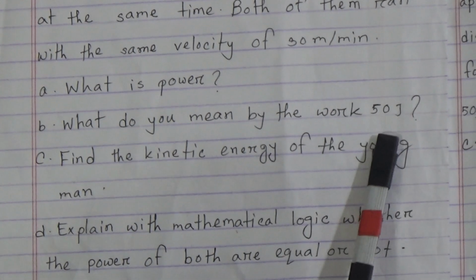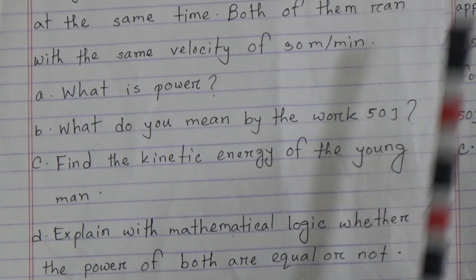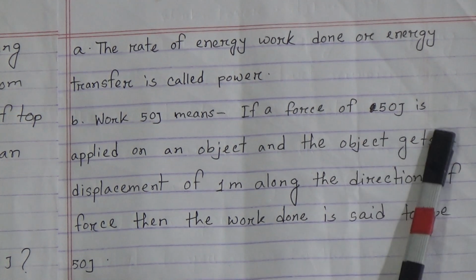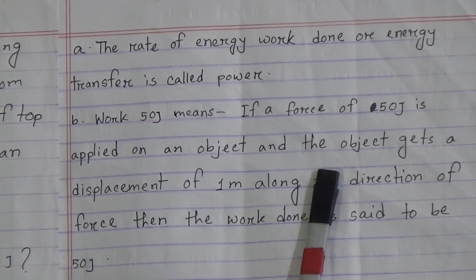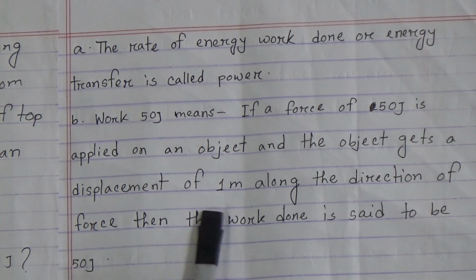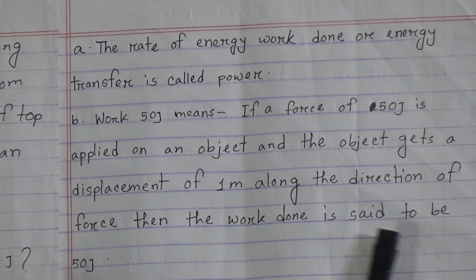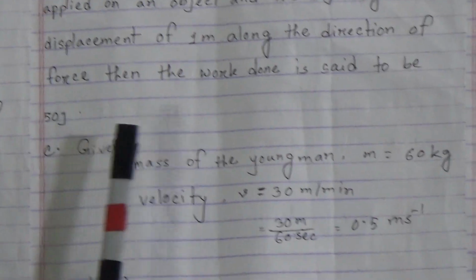Now question number B, what do you mean by the work 50 joule? Work 50 joule means if a force of 50 newton is applied on an object and the object gets a displacement of 1 meter along the direction of the force, then the work done is said to be 50 joule.